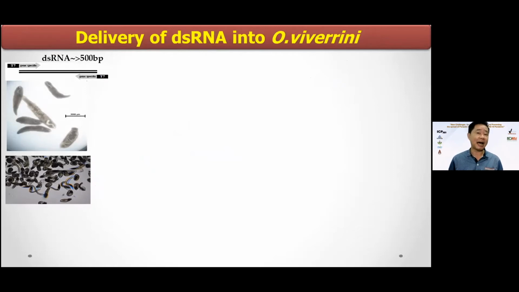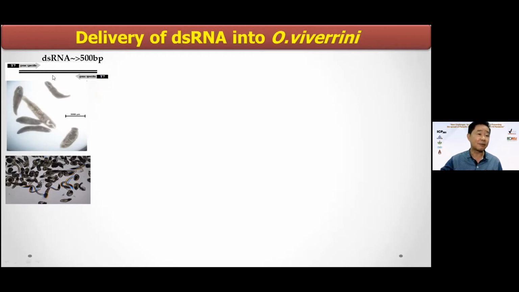To set up RNA interference in Opisthorchis viverrini, we're using a double-stranded RNA system. There are two major systems for RNA interference experiments. You can use short RNA, which we call siRNA, or double-stranded RNA. In platyhelminths, several pioneers use double-stranded RNA, and it seems to work better than the short-strand RNA. So we use double-stranded RNA.